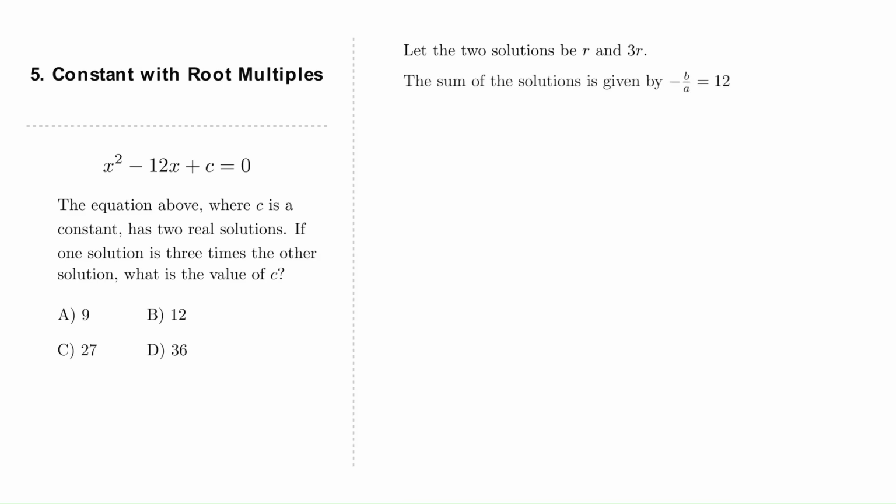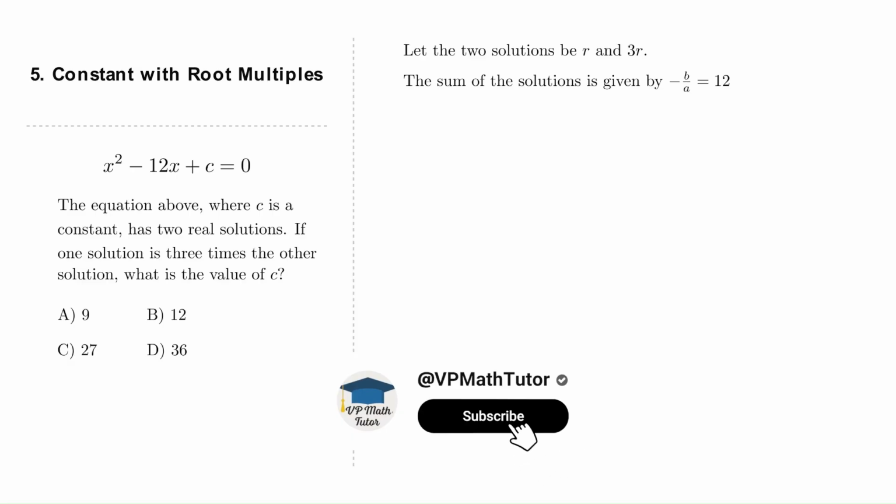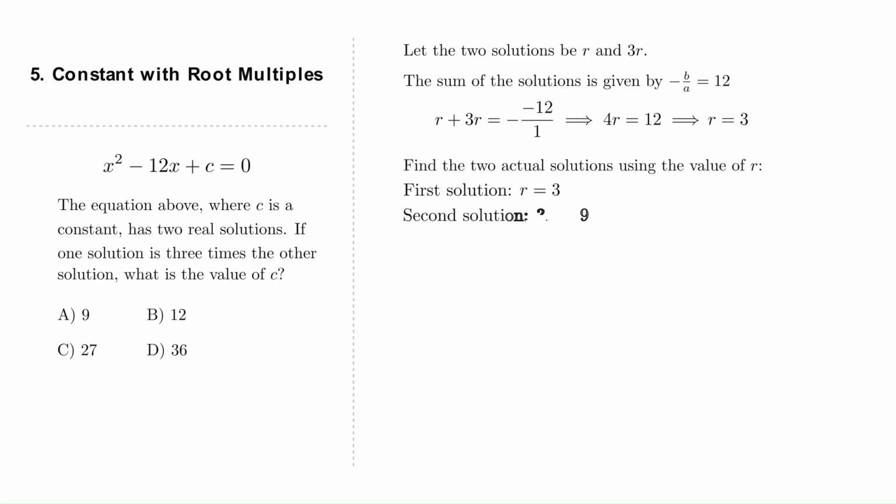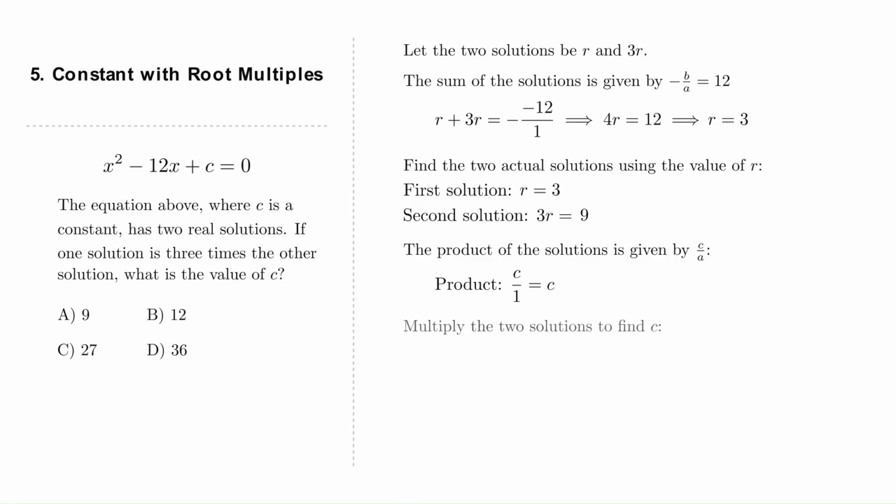Now recall again that the sum of the roots is negative b over a, which is 12. Adding our algebraic roots and solving for r, we get that r is 3. Therefore the two roots are 3 and 9. Next, use the product of the roots, c over a. Since a equals 1, the product is simply c. Multiplying the two roots, we find that c equals 27. Therefore, the correct answer is choice C.